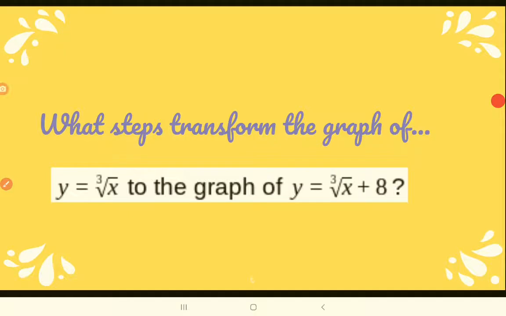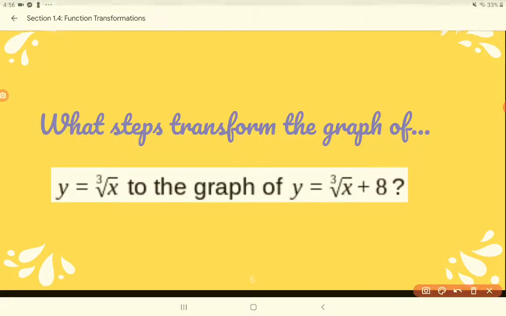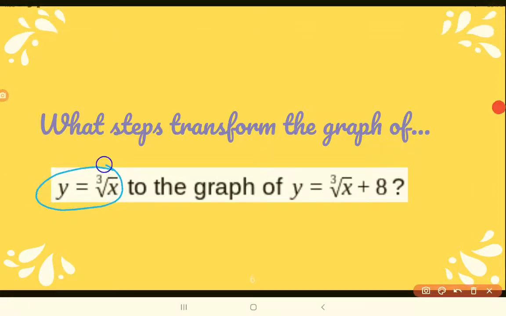Alright, next one. So similar question. What steps transform the graph of y equals the cube root of x to the graph of y equals the cube root of x plus 8? Okay, so again, go step by step. We started with something that was at 0, 0. We're no longer at 0, 0 in the second one, because I now have a +8 in that equation.